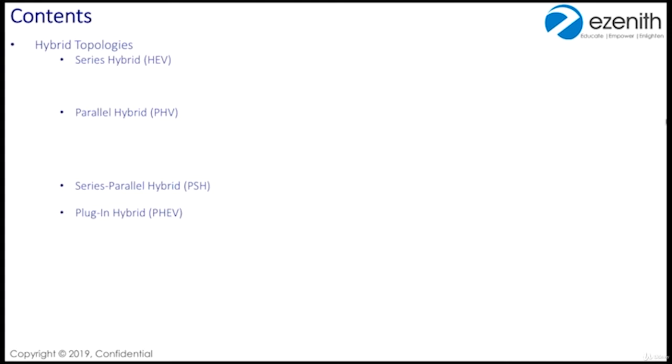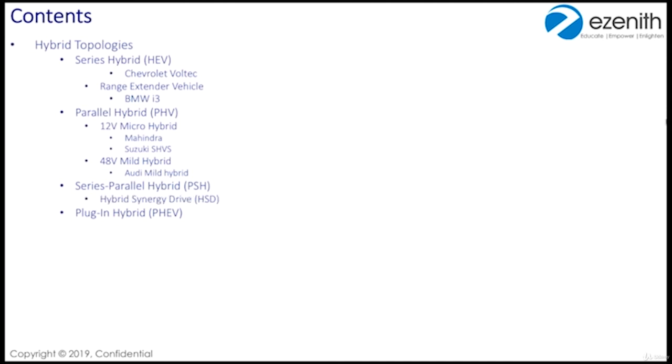To get the concepts totally clear, in series hybrid, we will look into the Chevy Volt systems and the range-extended vehicles like the BMW i3. In parallel, we'll understand the 12 volt and 48 volt micro and mild hybrid systems seen on the Mahindra and Suzuki vehicles. Also, we'll go through the advanced 48 volt systems on the Audis, which will become a common sight on Indian roads in the near future.